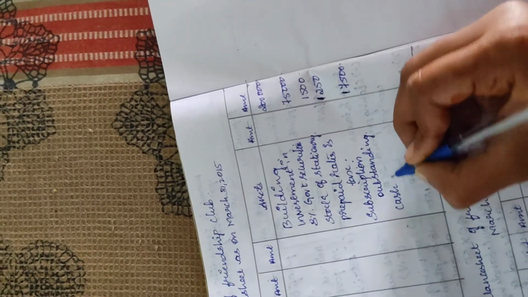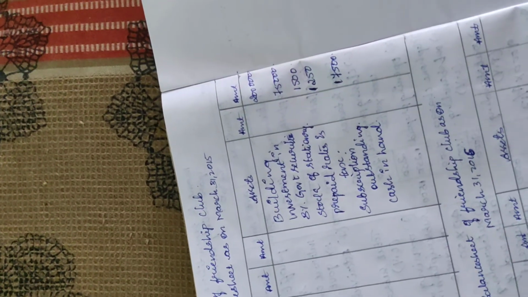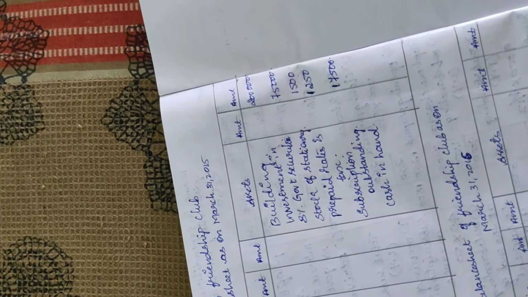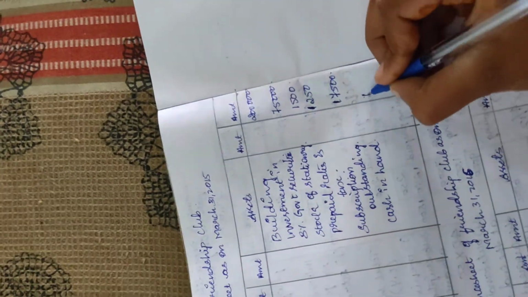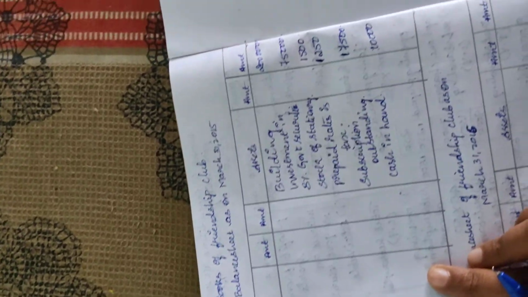Next, we should not forget to mention the cash in hand, which is given in the problem, in the receipts and payment account. Opening cash in hand 10,000. See the receipt side. Then that's all we have at the asset side. Then let us move to the liability side.